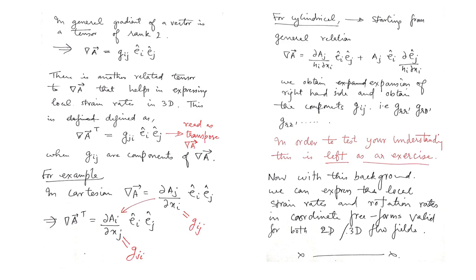So these are the gradient of a vector. The two gradients that we can talk of: one is gradient of a, the other is its sort of transpose, you can say.